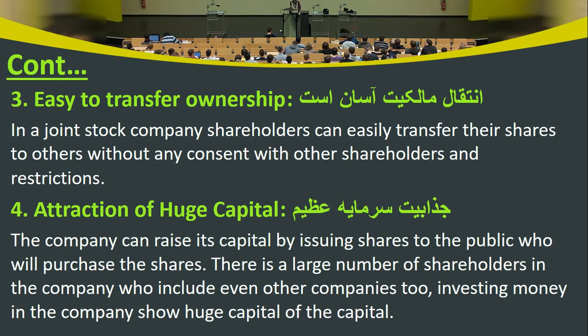Easy to transfer ownership. You know, it's easy to transfer ownership. In a joint stock company, shareholders can easily transfer their shares to others without any consent from other shareholders and without restrictions. One of the basic features of a joint stock company is that shareholders can transfer the ownership of the shares to interested parties through a share broker. The company simply records the change of ownership. Thus, this facility provides liquidity to the investors and stability to the company.